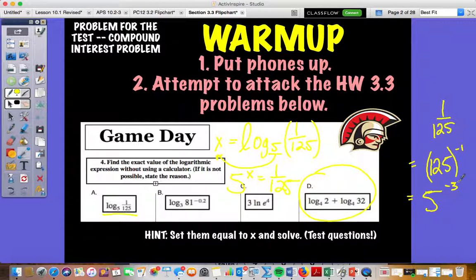If 5 to the negative third goes where 125 is, what can I do once the bases are alike? We could cancel those out. Good. I know they're on separate sides, but the 5 and the 5 would cancel out, where x would be equal to what? Negative 3, and that would be my answer for this specific problem. Do y'all remember this a little bit? Kind of a little bit of a review.